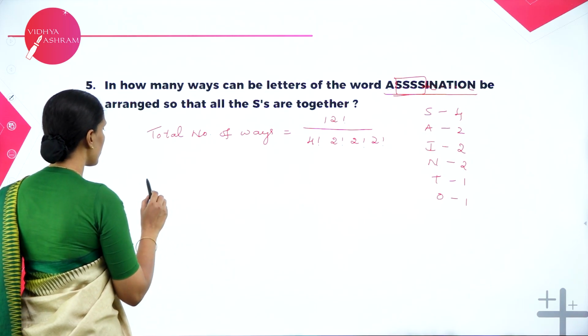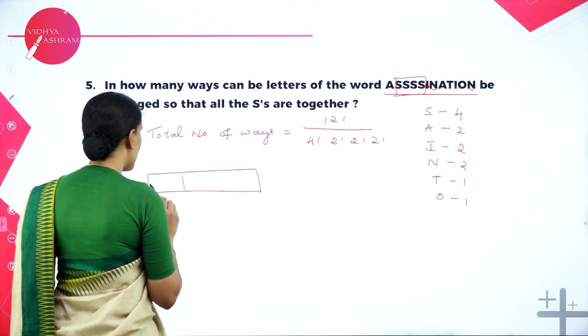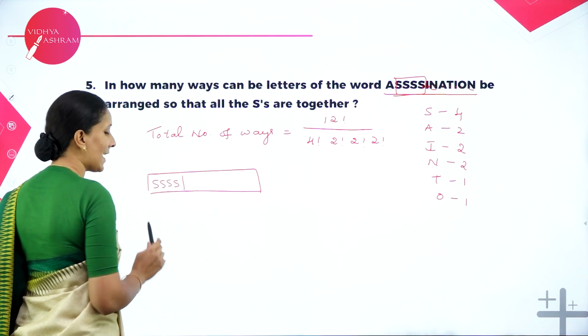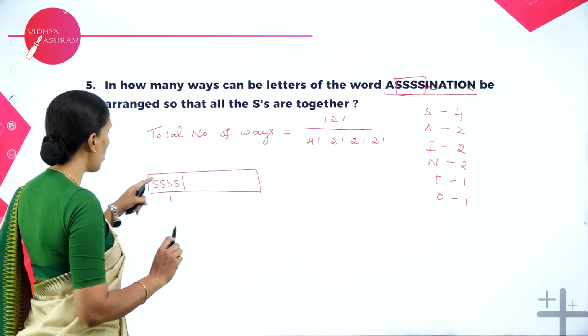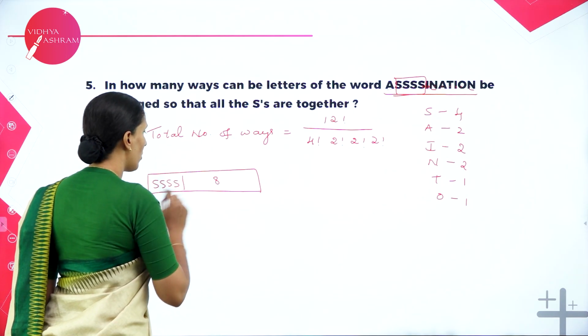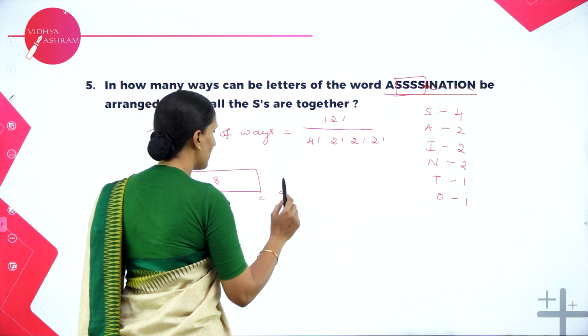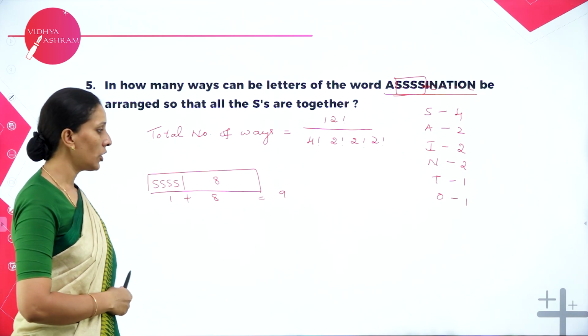So now there are 12 letters. Among them all S must be together. So let me tie all S as one single unit. So this is 1. Now 4 letters are used in this unit. So how many letters are remaining? 8 letters are remaining. So 1 plus 8 is equal to 9. That means there are 9 objects which have to be rearranged to form a new arrangement.